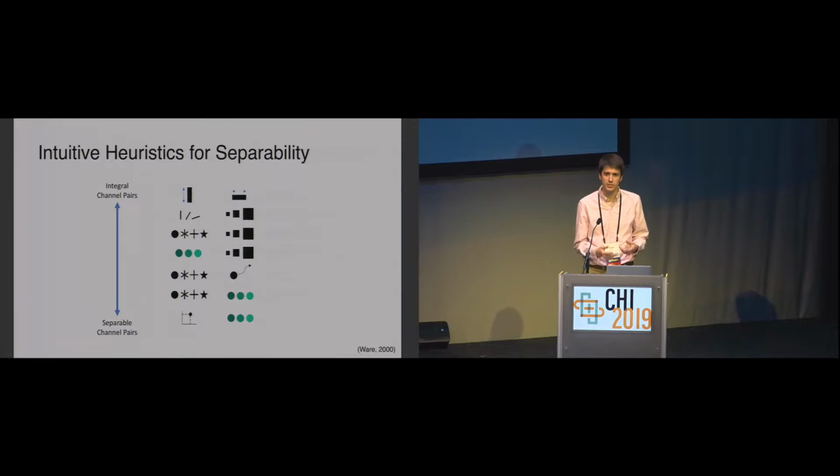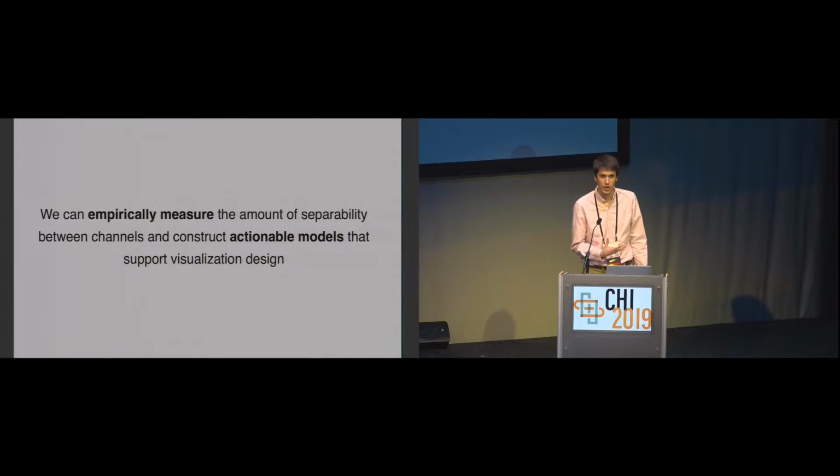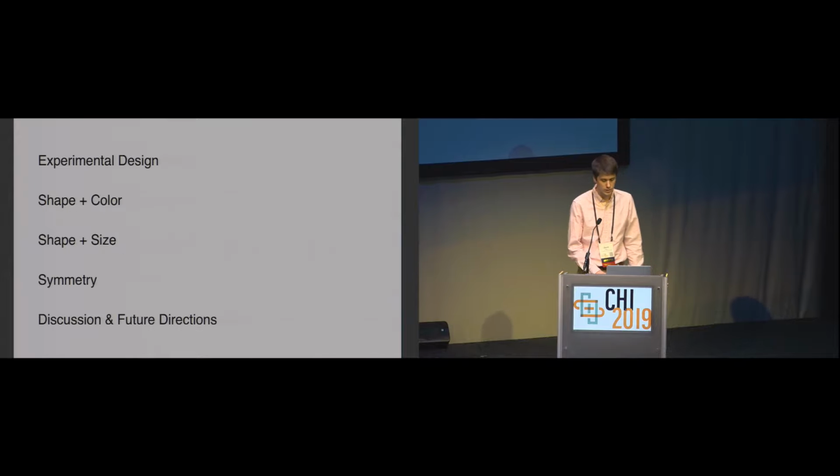So we aim to provide designers with more concrete guidelines about reasoning about separability. And we do this by empirically measuring the amount of separability between channels and then constructing actionable models that we can use to support visualization design by automatically adjusting encodings to account for perceptual interference. And we constructed these models using data collected from 1,930 participants on Mechanical Turk across 4 different experiments. I'm going to discuss 2 of these experiments in detail, and I'll also discuss how we can use the results from these experiments to craft more effective multivariate visualizations.